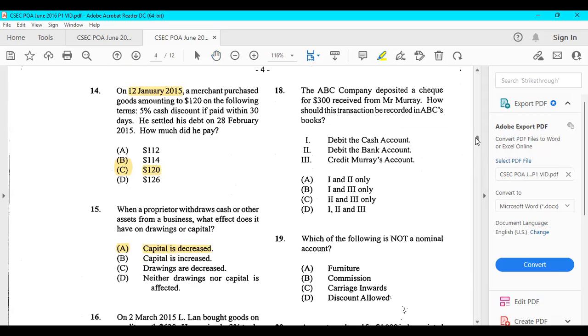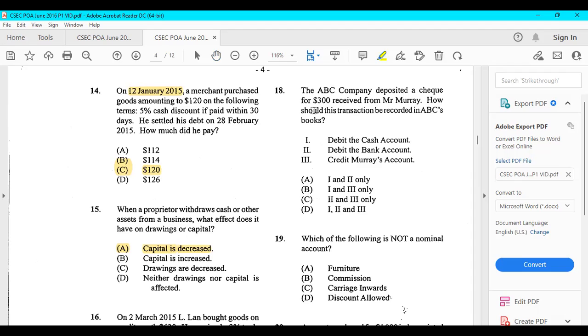All right. The ABC company deposited a check for $300 received from Mr. Murray. How should the transaction be recorded in ABC's books? Remember, we're getting a check from Mr. Murray, so it's going to affect our bank account first of all. Cash account, anything with it, wrong. So right away, you can just know that and select C as your answer.